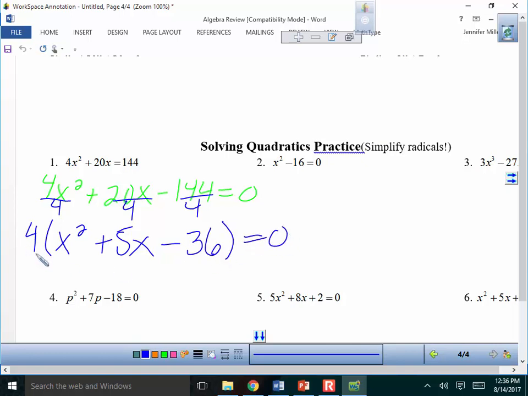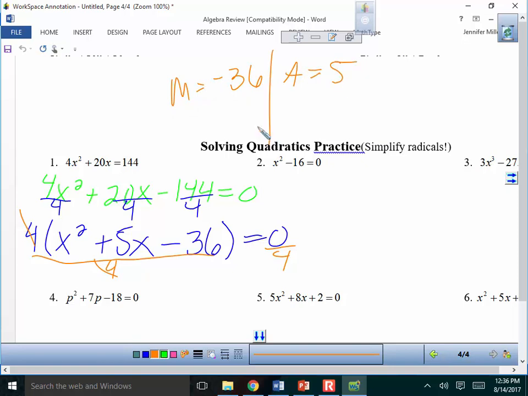Okay, do you see this 4 out front? It's just a multiple. It's unnecessary. We can just divide both sides by 4. These cancel. Divide this side by 4, and 0 divided by 4 is just 0. So we want to find two numbers that multiply to give us negative 36 and add to give us 5. What are those two numbers?